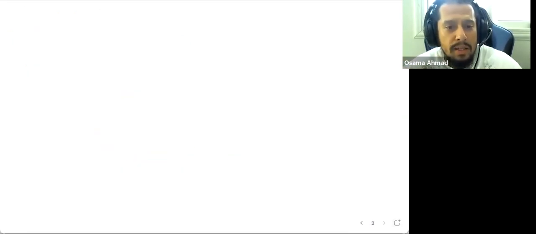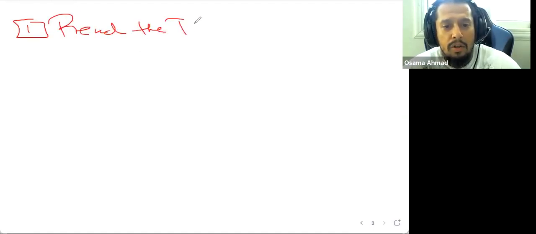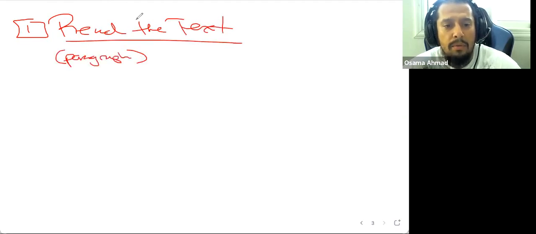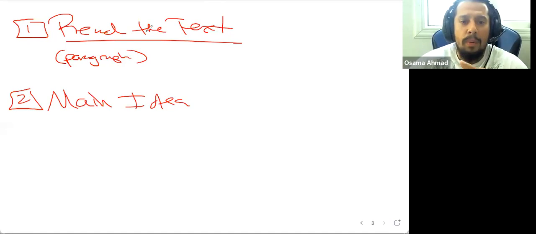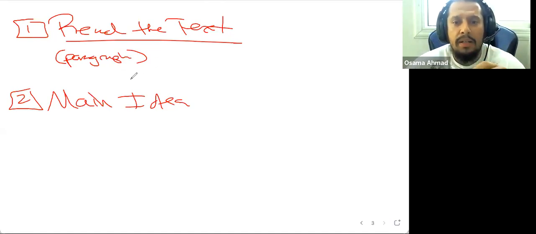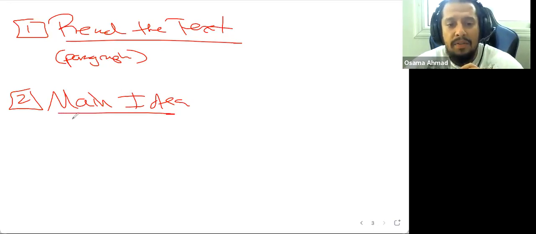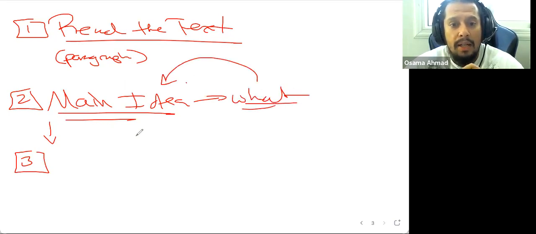Now, some steps you guys can take. Number one, you can read the text. And usually on your test, it'll be the purpose of a paragraph. And then step number two is simplify the main idea of the text. Most of the purpose-based answers are connected to the main idea of the text. After you figure out the main idea, after you figure out what is the main idea telling us, then you can figure out the why.